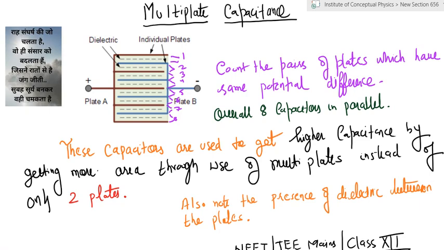Another thing you can note down in this concept is the presence of dielectric. So dielectric will further increase the capacitance. There are many strategies which are used in industry to increase the overall capacitance, and this is just another example.